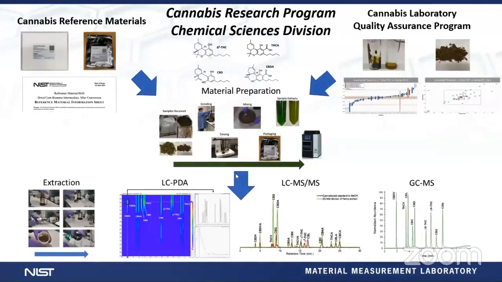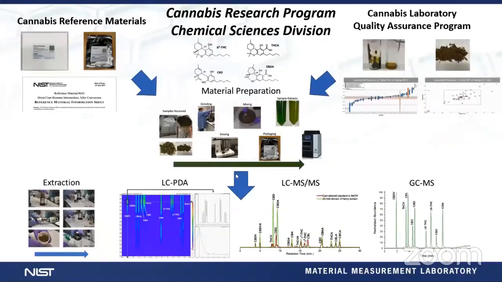But we do have, in general, three primary methods we've developed here at NIST: the LC-PDA method, the LC tandem mass spec, and a GCMS. All of these are analytical techniques, but a thorough study has been done on developing extraction methods for the extraction prior to analysis of these methods.